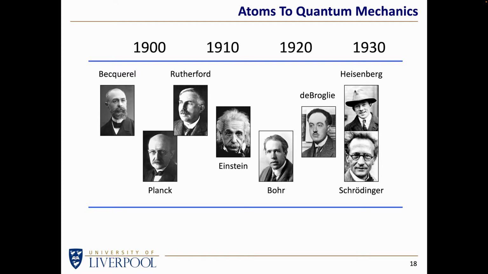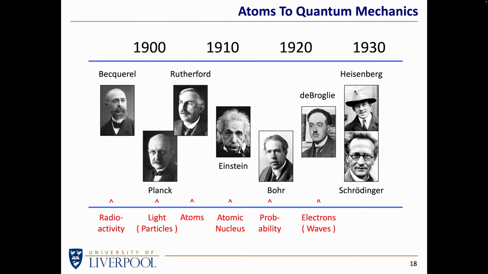And what was established during these 3 decades are the following little snippets of understanding the nature of atoms and the nature of how matter is made of atoms, where what I'm going to show in red at the bottom doesn't necessarily relate directly to each person above. But we have the discovery of radioactivity, the establishment that light is a particle, the discovery of individual atoms and the atomic nucleus, the fact that probability is an important element, that electrons are waves, and then we have the building of quantum mechanics itself.